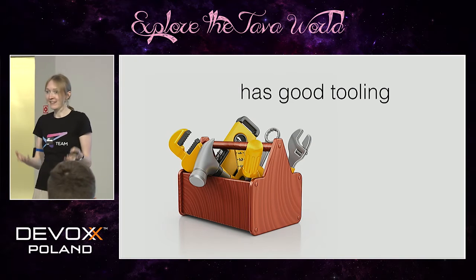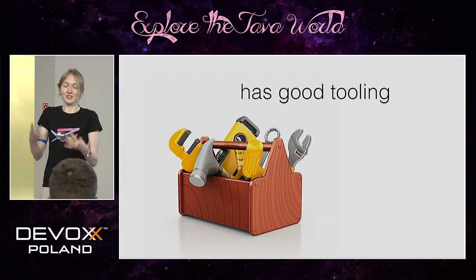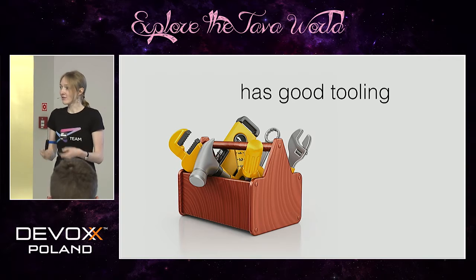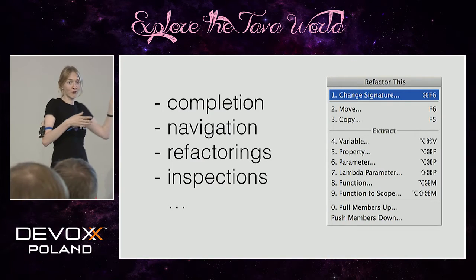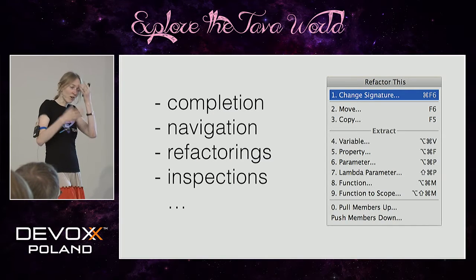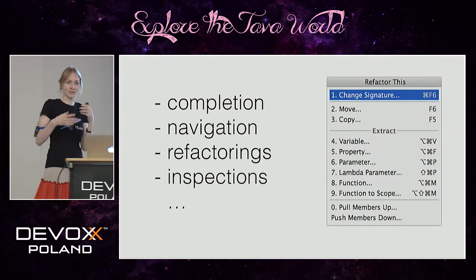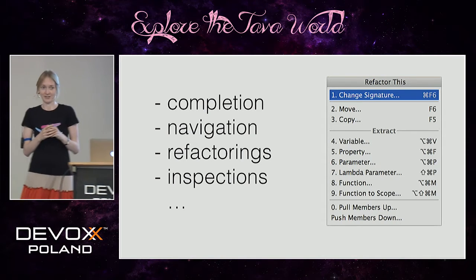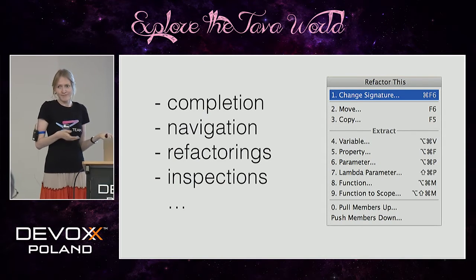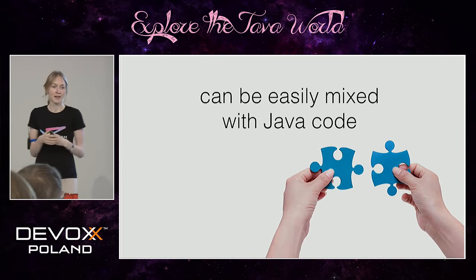If you try the Kotlin compiler and Kotlin plugin in IntelliJ, you'll see that it actually supports almost everything that you used to have for the Java language. Like all the intentions, inspections, refactorings, navigation, completion, smart completion, etc. And that's useful, that's convenient.